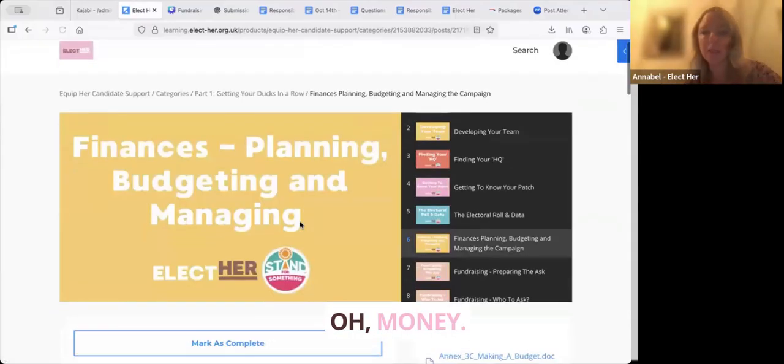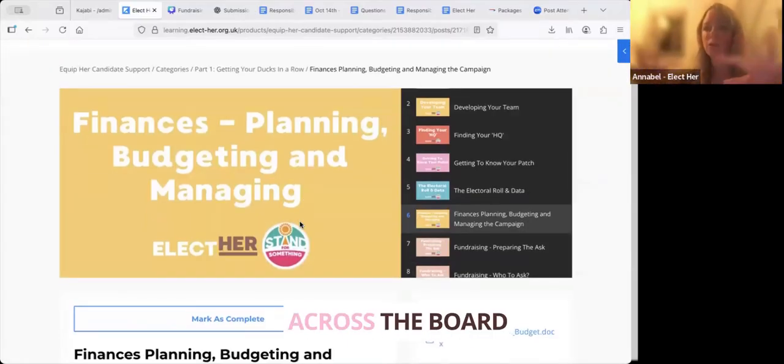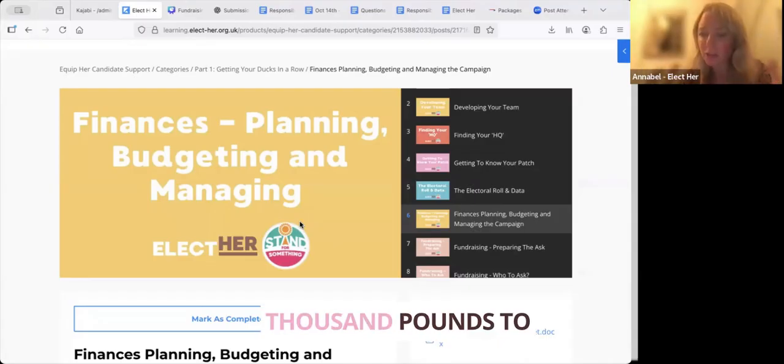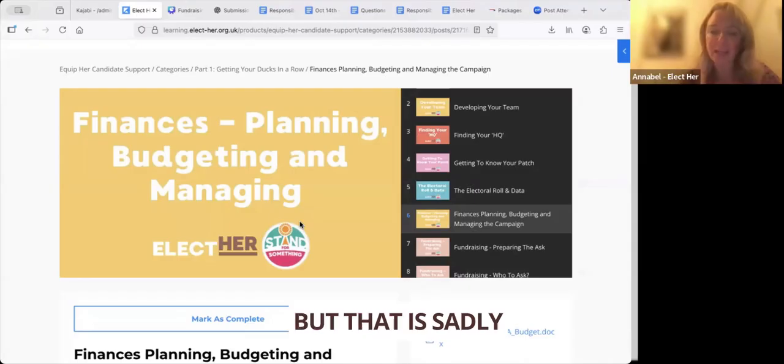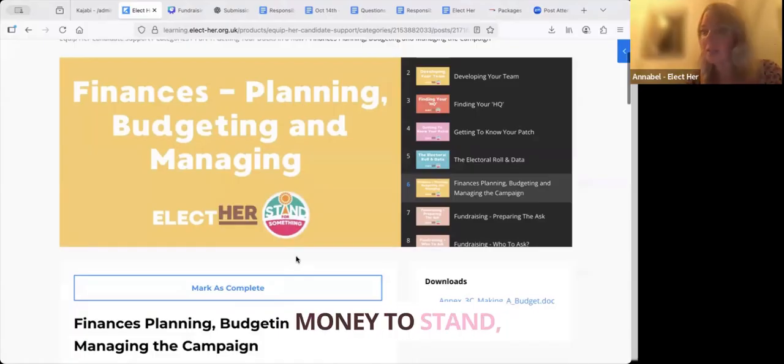Money, oh, money. We would love it if we had some money for candidates across the board to stand. If the Electoral Commission had a little pot that they gave to every candidate and said, "Here you go, here's your £1,000 to go and spend on this election, enjoy and go." But that is sadly not the way it works. You have to raise money to stand. You have to use your own money. You have to use your own time and resources. That is the way and shape it is.